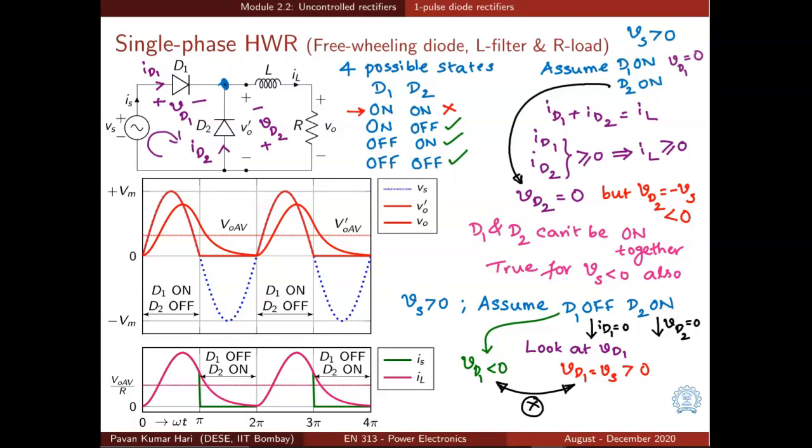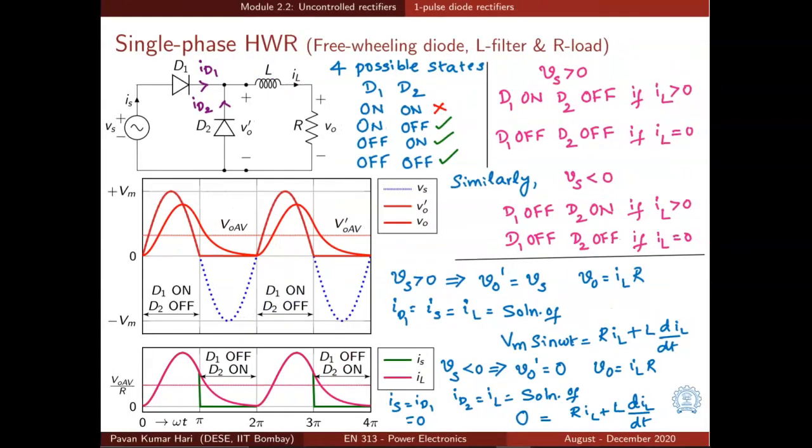So if you look at VD1, VD1 is equal to Vs, again by the KVL in the loop, because D2 is conducting. So Vs is greater than 0, and we again contradict our assumption, or we are inconsistent with the property of the diode. So Vs is greater than 0.